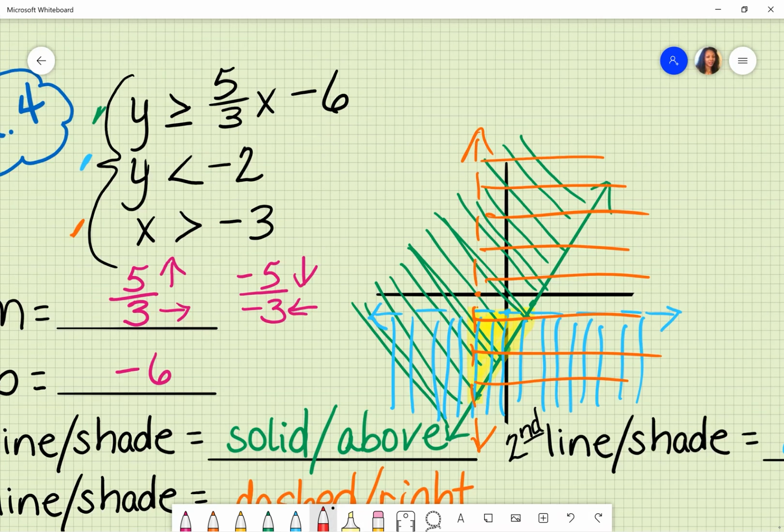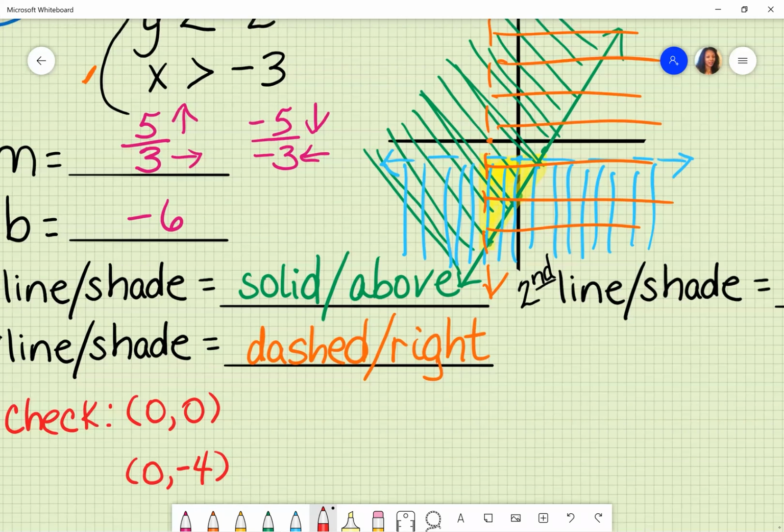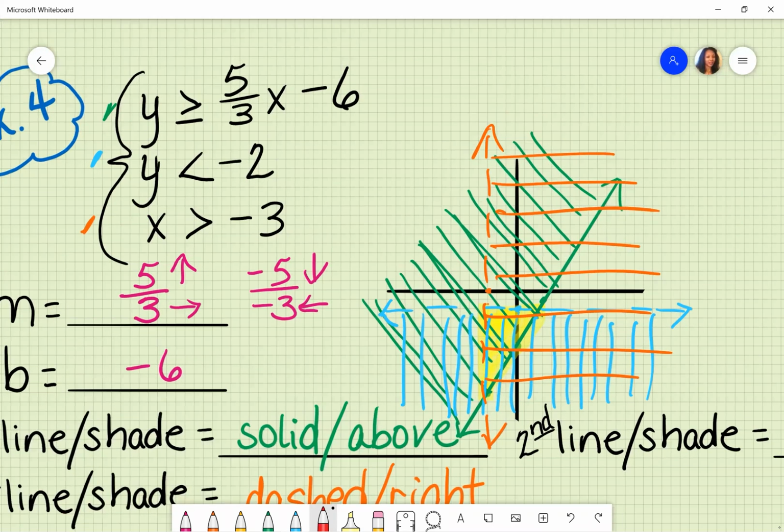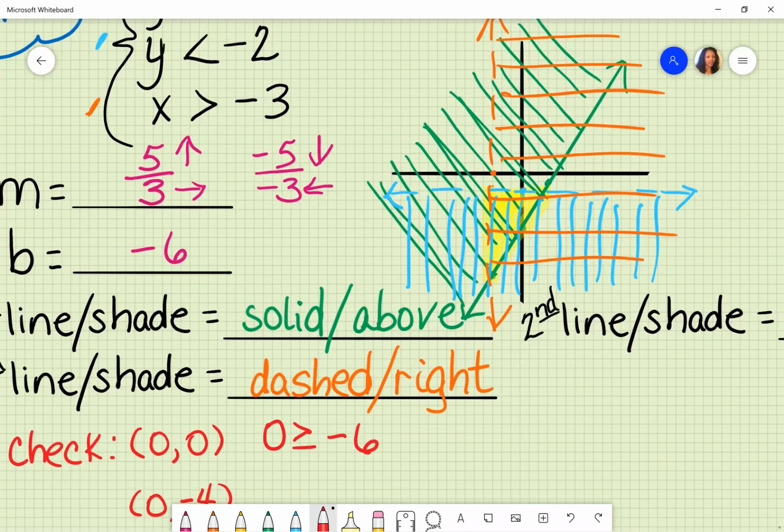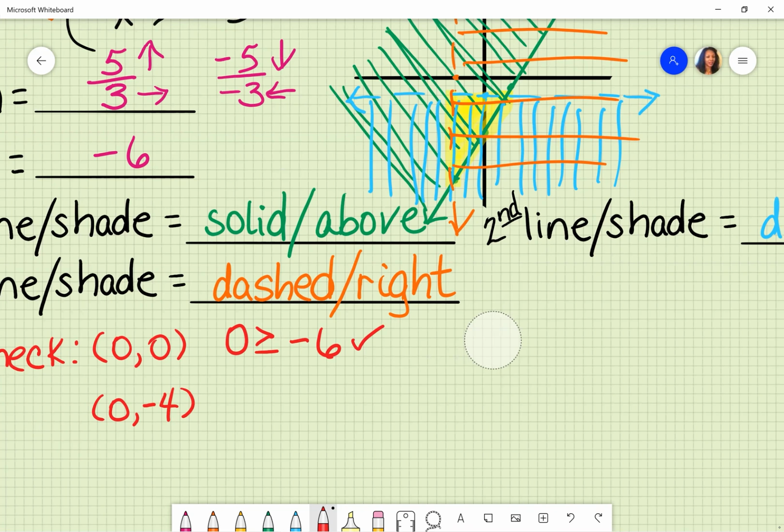So I'm going to replace the x and the y's with 0. And so y should be greater than or equal to, well, the 5/3 goes away when you put a 0 there, -6. So 0, is 0 greater than or equal to -6? That is true. So that means the origin should be included. So that part should be shaded for the green based off of my checkpoint.